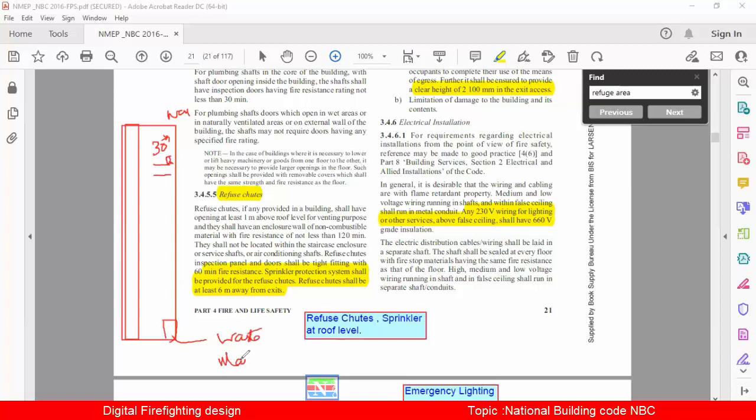Okay, used for laundry, sir? Yeah, the same as laundry. This is for waste management, which I told. But here this is with respect to fire. In case anything happens, one person can jump and come out. The same thing is written here.